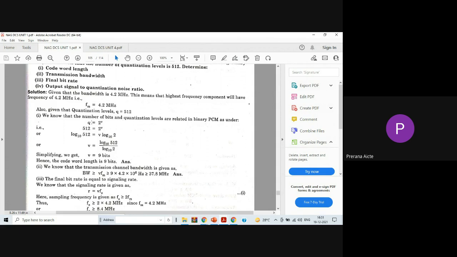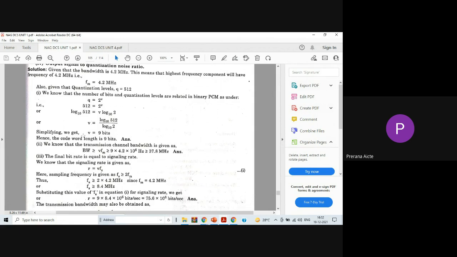Next, what we need to find? The transmission bandwidth. Just now I said, right, what is the transmission bandwidth of PCM? BT is greater than or equal to 1 by 2 into R, where R is the signaling rate, which is v into Fs. So the transmission channel bandwidth of PCM is greater than or equal to v into fm, or v into fs. So what is fm here?